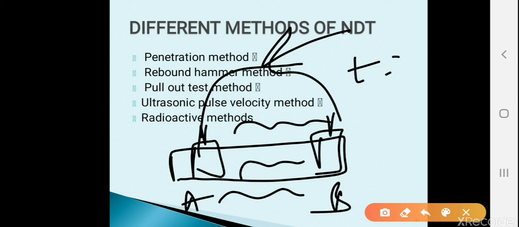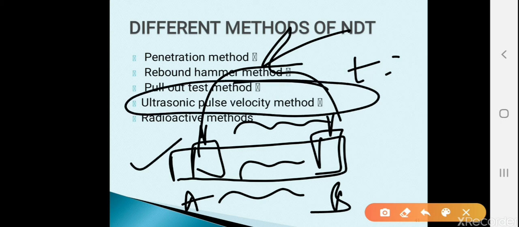The vibrations can transfer more in a denser medium, nothing but a solid medium. Compared to the solid medium, the speed of the waves will be less in a liquid medium. Compared to the liquid medium, the speed of the waves will be very less in an air medium. So based on this, if the material is very dense, the ultrasonic pulse velocity method gives more results. If the material is less dense, then automatically the time taken will be less.